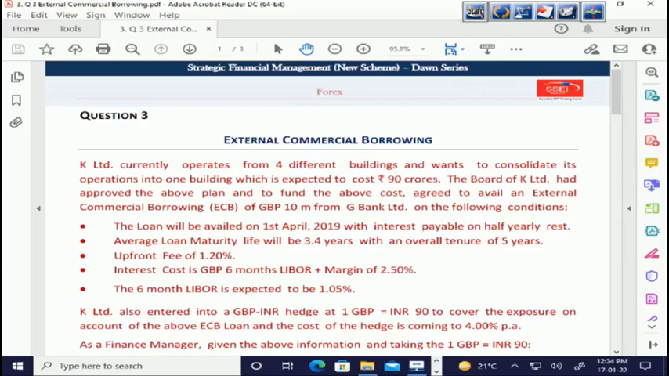Loan availed on 1st April 2019 with interest payable on half yearly rest. Average loan maturity will be 3.4 years. This is surprising. What do they mean? They mean to say the Macaulay's duration is 3.4 years and overall tenure 5 years. Are you understanding Macaulay's duration? That means we have to repay the loan in 6 months now, the interest and all. So the weighted average, the average due date of that is 3.4 years.